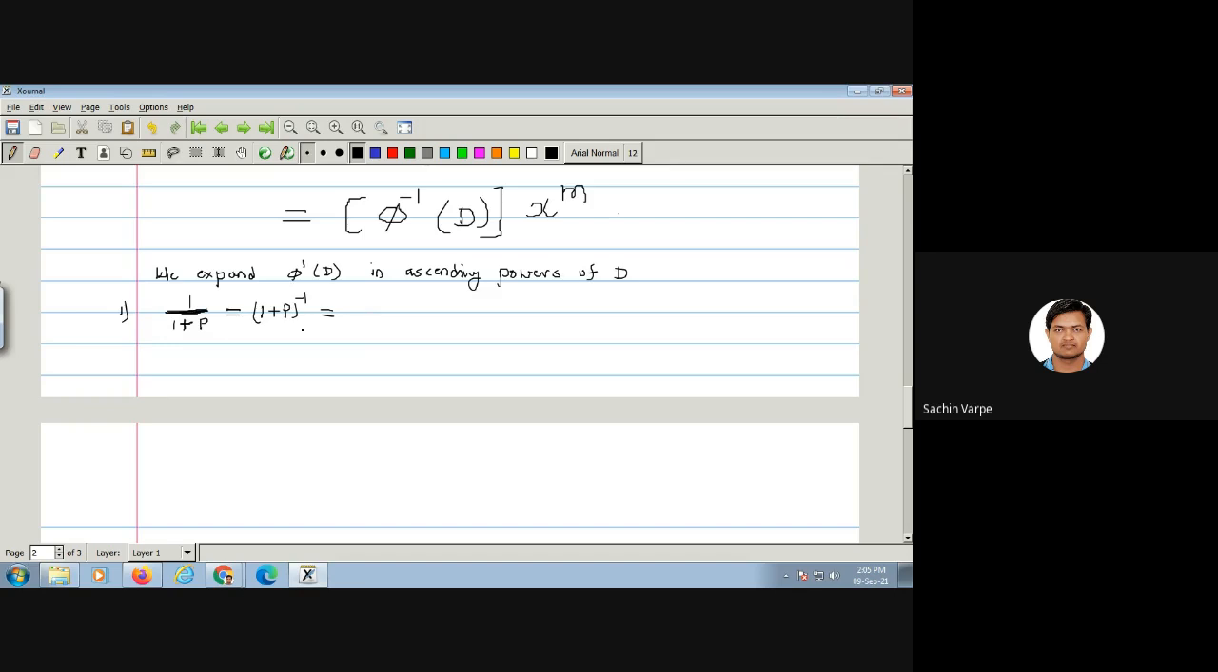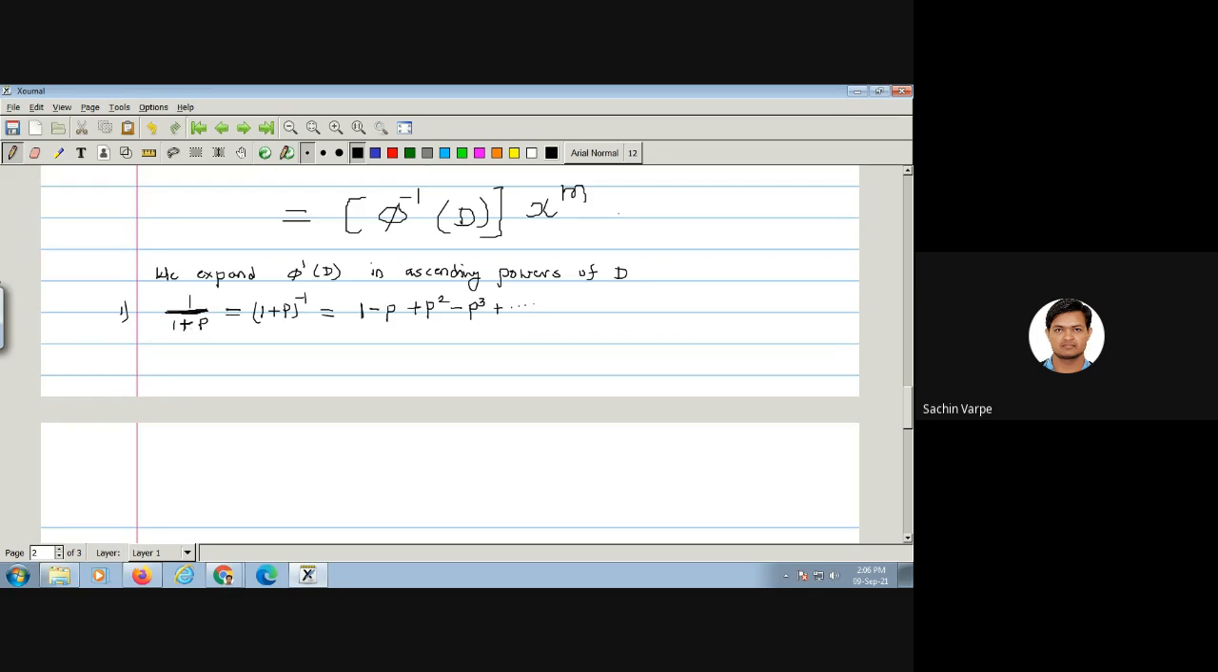So (a plus b) raised to n, where a is 1, b is p, and n is minus 1. But actually the standard expansion you know very well: 1 upon 1 plus p equals 1, then increasing powers of the variable with alternate plus minus signs: 1 minus p plus p square minus p cube plus and so on. Is it right? Yes, sir. So this is the formula.